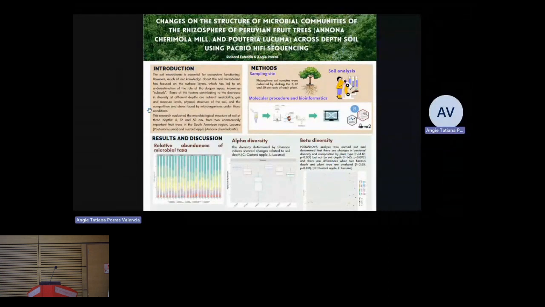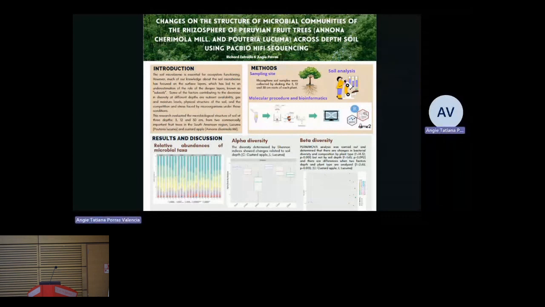The soil microbiome is essential for ecosystem functioning as it influences diverse processes such as soil fertility, plant growth, nutrient turnover, and stress tolerance. However, much of our knowledge about the soil microbiome has focused on the surface layer, which has led to an underestimation of the role of the deeper layers, known as subsoil.